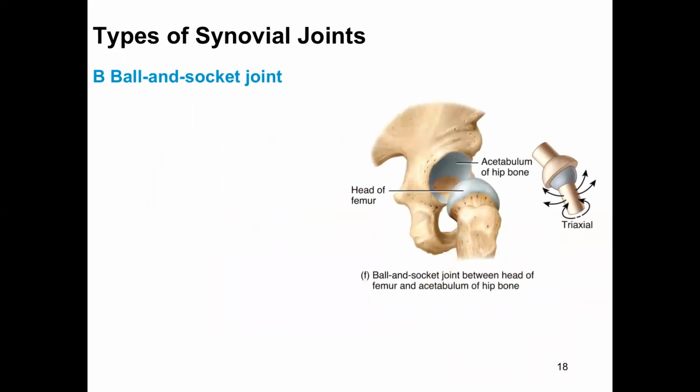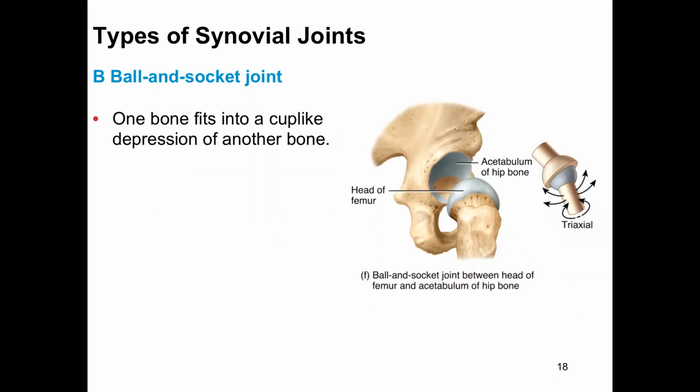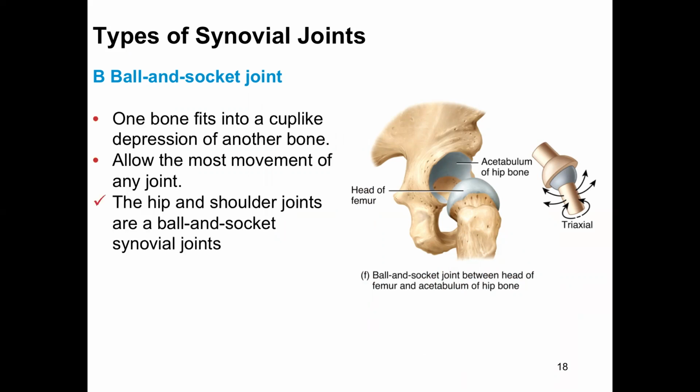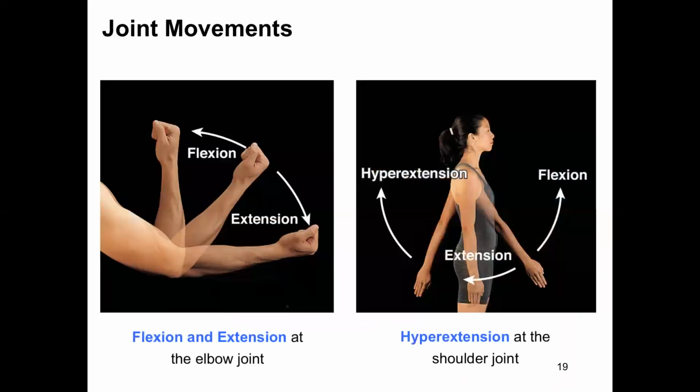Then we have the ball and socket joint, where we have literally a ball that sits into a groove, right? Like a cup-like surface. And this would be here, the hip joint. And this allows the most movement of any joint. Now here we also have, as I mentioned, the hip and shoulder joints are examples of that, okay?